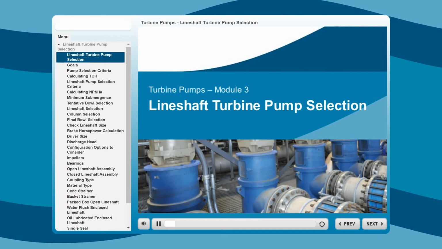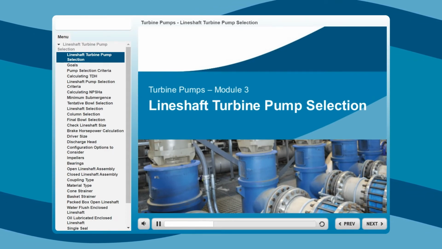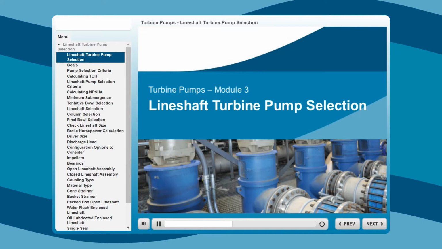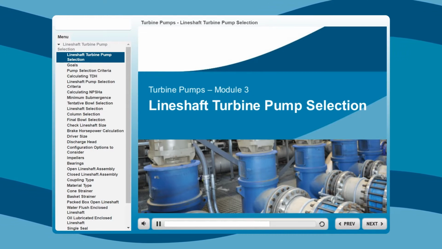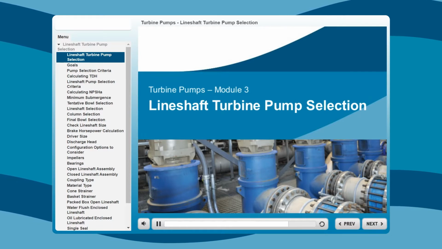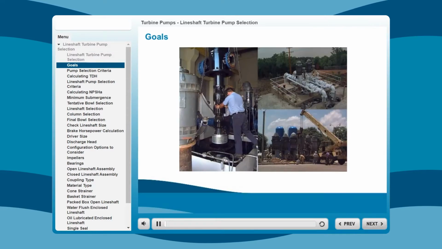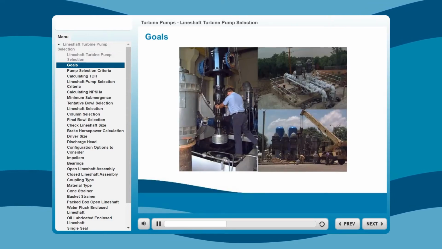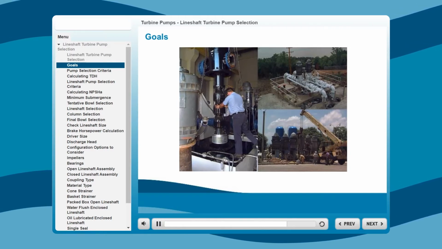Welcome to Module 3 of the Gould's Water Technology Turbine Pumps e-learning course. This module will cover the criteria and procedures for selecting a line shaft turbine, as well as design options for your consideration based on the type of fluid or well conditions. After completing this module, you should have a better understanding of the information you need to select the proper vertical line shaft pump for any hydraulic application.